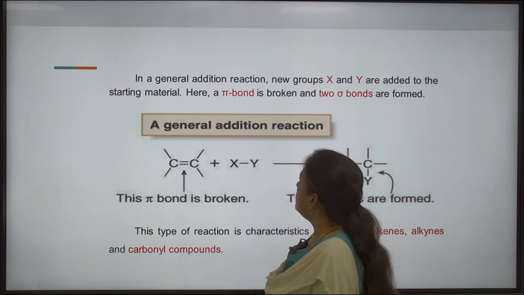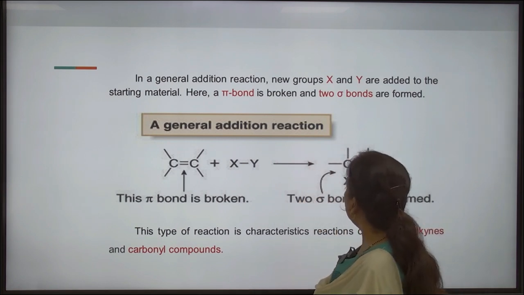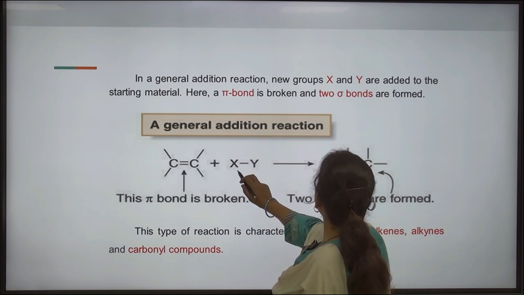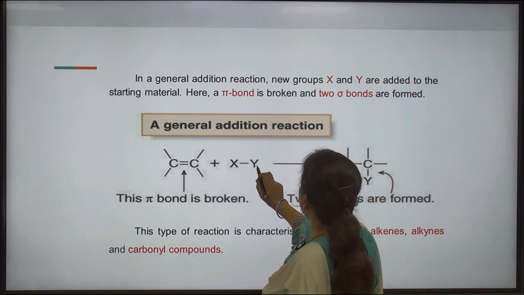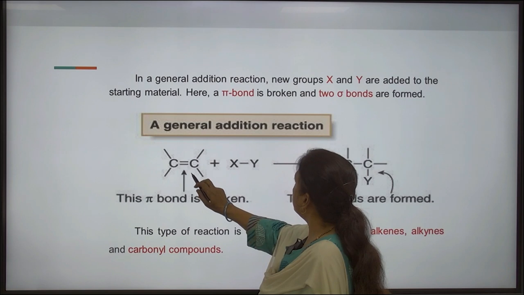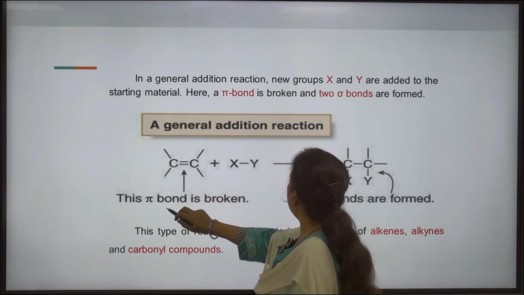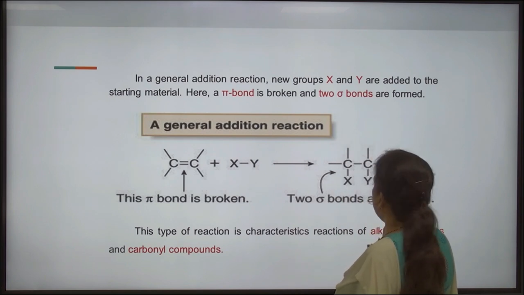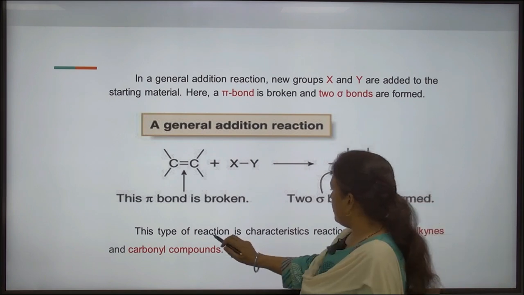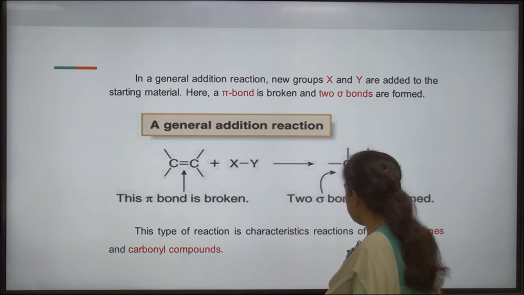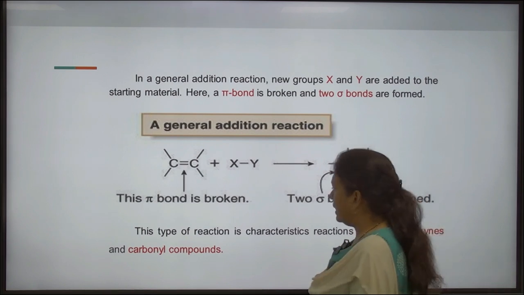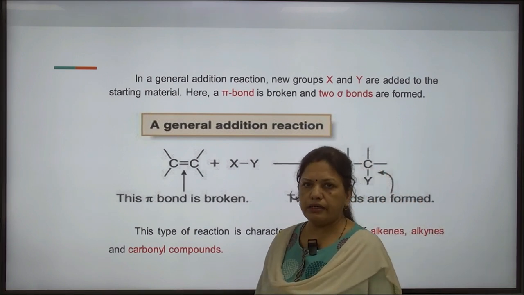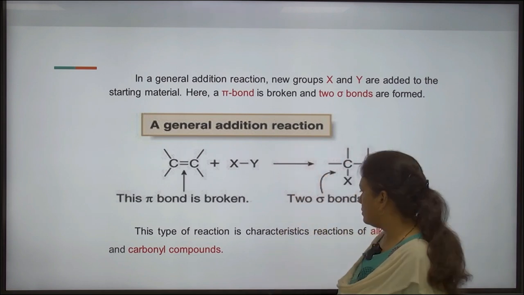In a general addition reaction, new groups X and Y are added to the starting material. Here, a pi bond is broken and two sigma bonds are formed. This type of reaction is characteristic of reactions of alkenes, alkynes and carbonyl compounds.